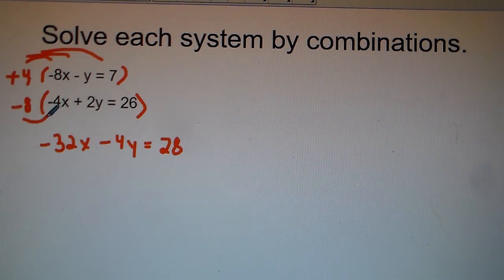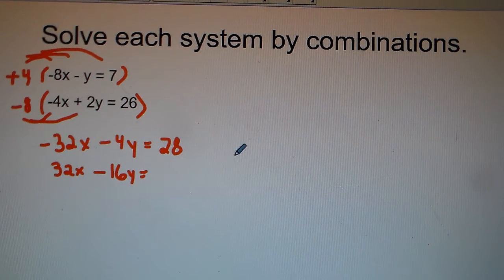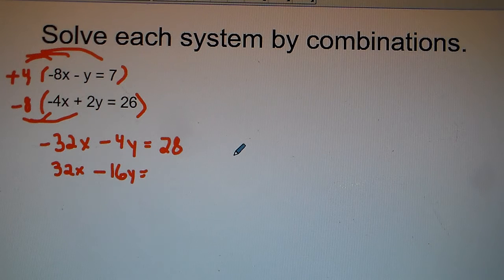Then we got to distribute the bottom. So negative 8 times negative 4 gets you positive 32x. Negative 8 times 2 gets you negative 16y. And negative 8 times 26, we put that into the calculator. And you get negative 208.